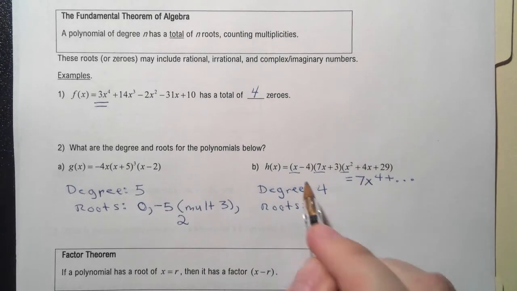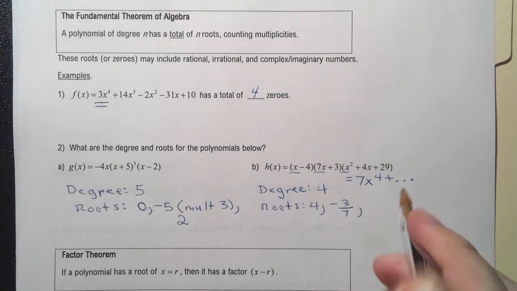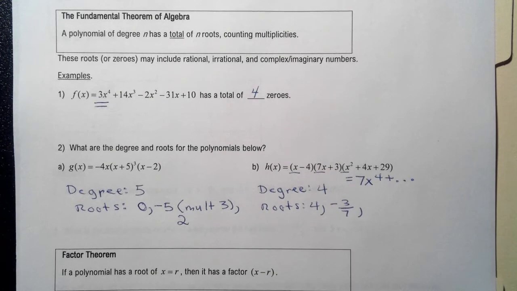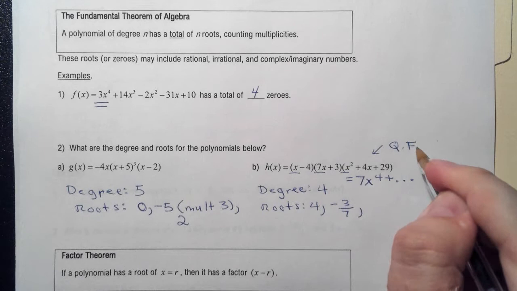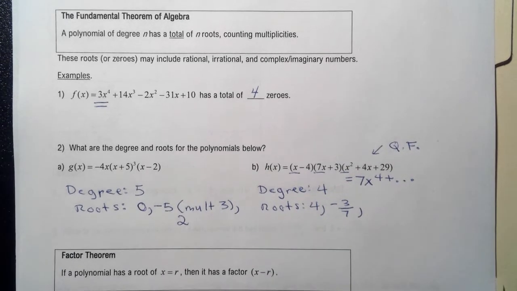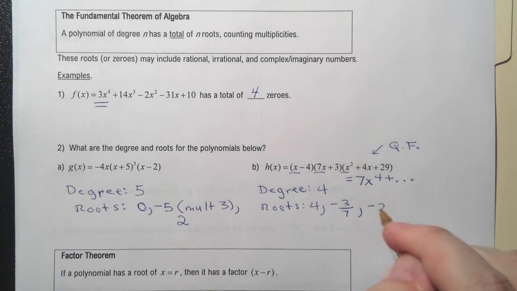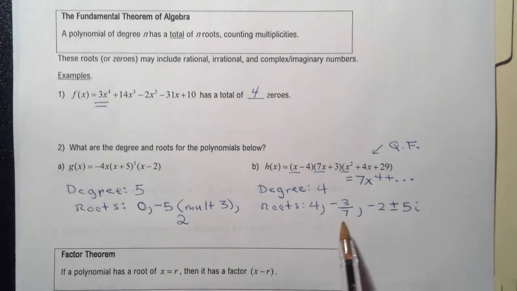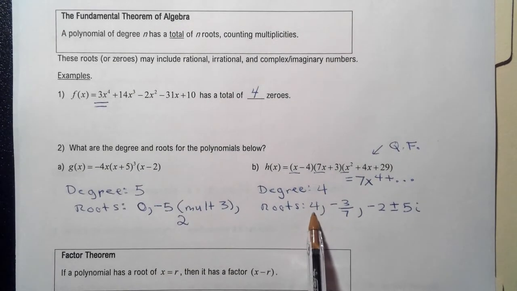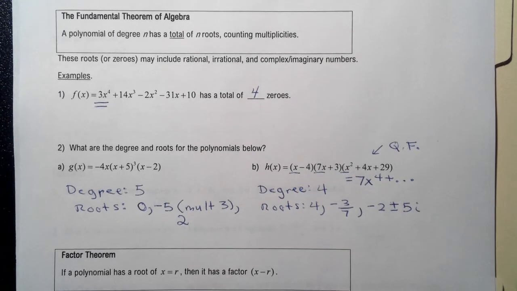Based on these factors, I can see that I have roots of 4, negative 3/7, and this last one, which cannot be factored any further. I would have to use the quadratic formula in order to solve, to find the roots of that polynomial. And without doing it, I will just tell you that the roots of that polynomial are negative 2 plus and minus 5i. So I see this is degree 4, and I do in fact have a total of 4 roots: 4, negative 3/7, negative 2 plus 5i, and negative 2 minus 5i.